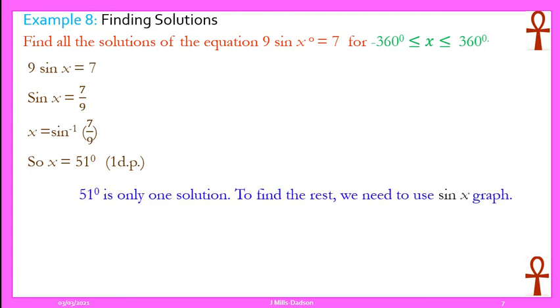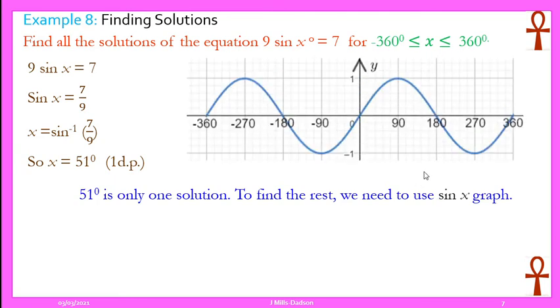Now what you need to understand is that 51 is only one solution. But within the stretch of -360 to 360, there is more than one solution. How do you find those solutions? We need to find that using the sine graph. So we have to first sketch our sine graph within -360 and 360. This is how it looks.